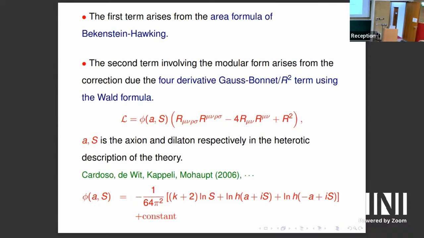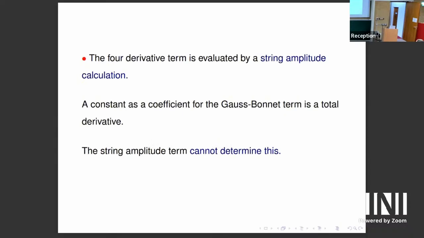I think even before all this counting, Gabriel was involved in initiating this, Gabriel and Bernard, and I don't remember the others. So this explains the extra term from a geometric point of view. But this constant cannot be fixed, because if you add a constant to the Gauss-Bonnet term in four dimensions, it's not fixed by a string amplitude calculation. As far as I know we can't determine it from the string side, because it's a total derivative and string amplitudes are insensitive to that.